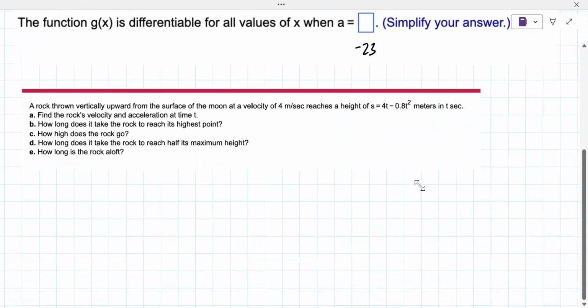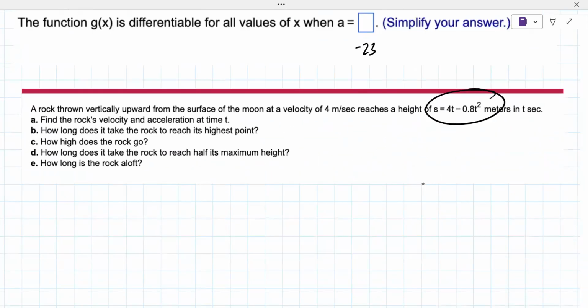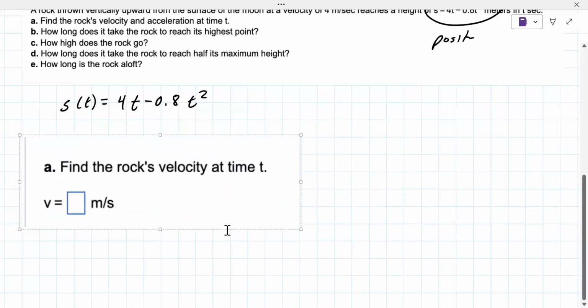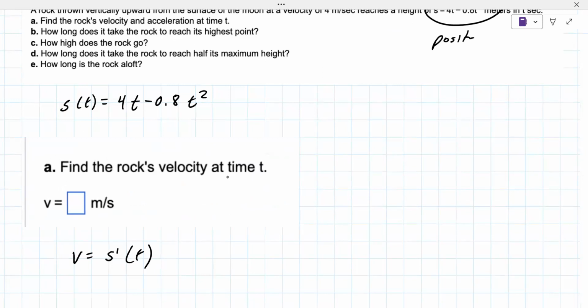Okay, next problem here. They give you a function. It's called a position function. So they're telling you that S of t equals 4t minus 0.8 t squared. The first thing it asks you for in part A and B, we'll do the first part of part A, is to find the velocity. So the velocity is the derivative of position.